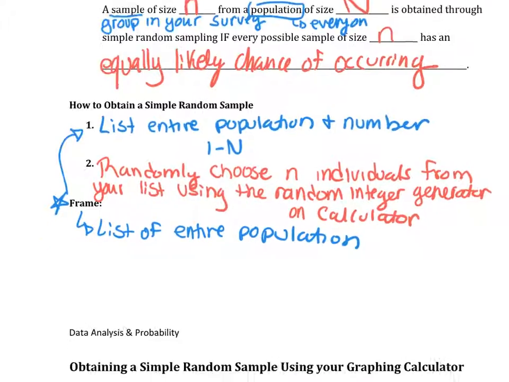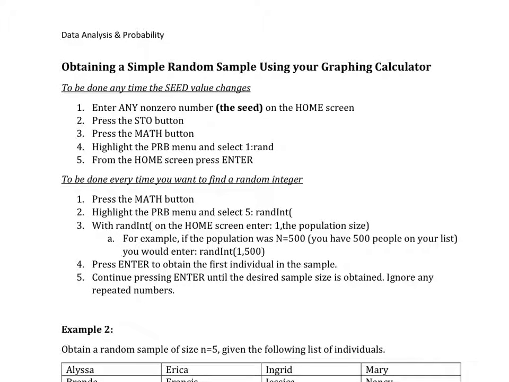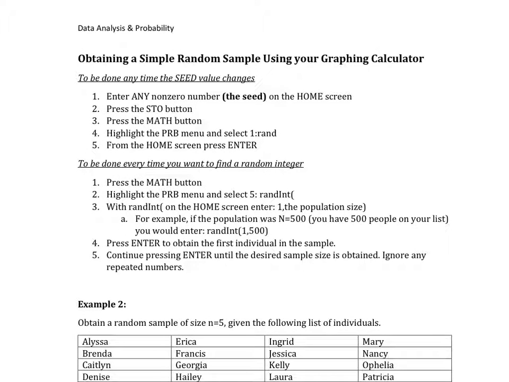So if you look on the last page here, we have the directions or the instructions on how to obtain a simple random sample using your graphing calculator. So there's two parts to this, to obtaining a random sample. The first is when we seed the calculator. When we do this seed, if we all have the same seed, it allows us to all get the same random numbers on our calculator, which is what I use for when we have like quizzes and tests. I tell you what seed to use so that we all get the same answers. If we ever want to have different random numbers, then we would use different seeds.